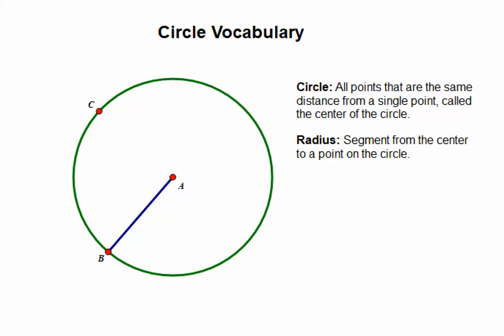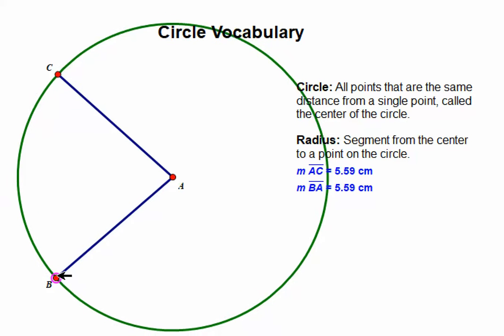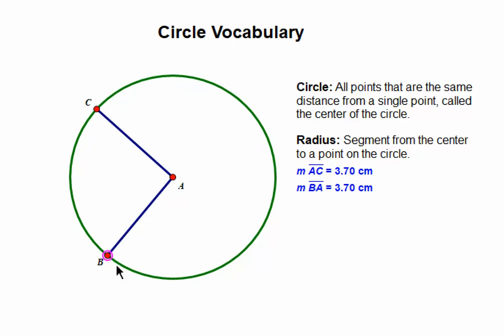I've now shown another point on the circle and labeled it C. I'm going to construct another radius. So AC is a radius of the circle. Now I want to measure them. Notice that AC and BA are the same size. As I change the size of my circle, AB and AC will both change. But no matter the size of my circle, my 2 radii are going to be the same.